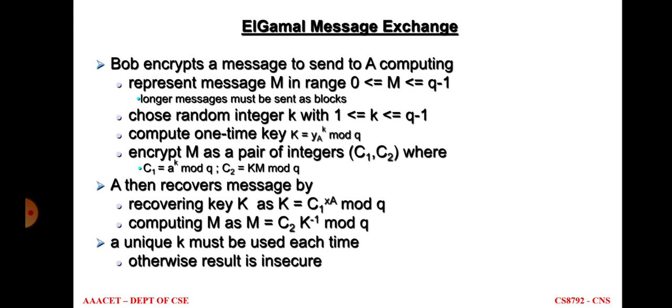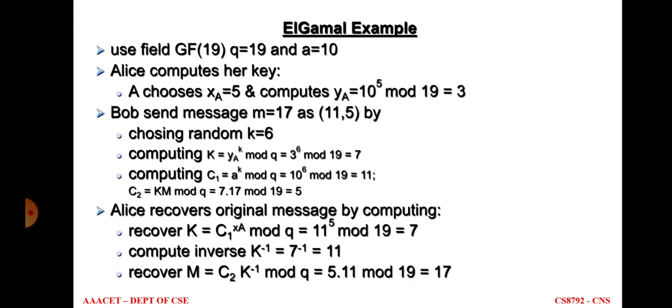After that, the receiver A recovers the message by doing some formulas. K is equal to C1 power XA mod Q, and computing M, the original plain text message, is equal to C2 times K inverse mod Q. So these are all the formulas. Initially Bob encrypts some message by using the above formulas. After that the receiver A recovers the message by doing the below formulas.